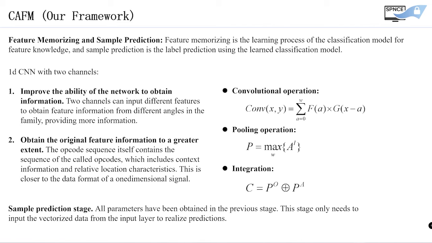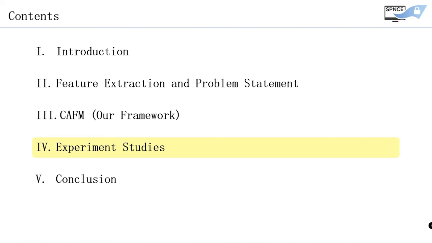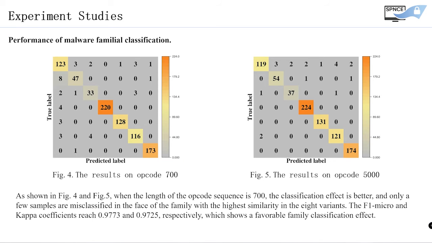All parameters have been obtained in the previous stage. This stage only needs to input the vectorized data from the input layer to realize predictions. Now let's move to the experiment of our research. As shown in figure 4 and figure 5, when the length of the opcode sequence is 700, the classification effect is better, and only a few samples are misclassified in the phase of the family with the highest similarity in the 8 variants.